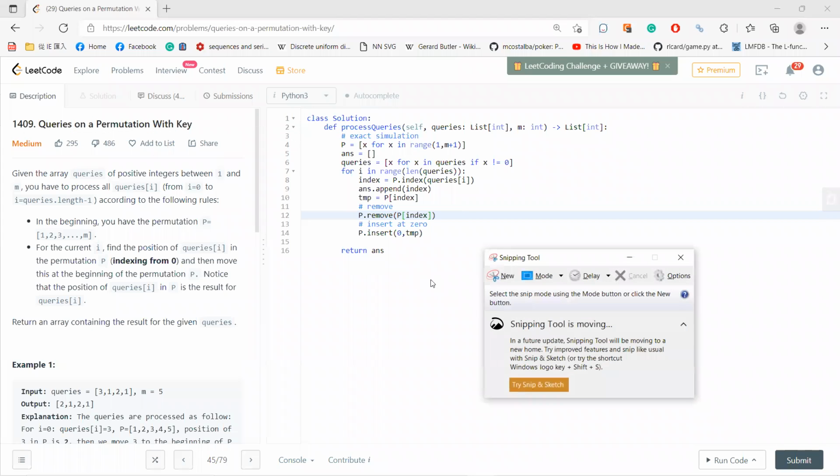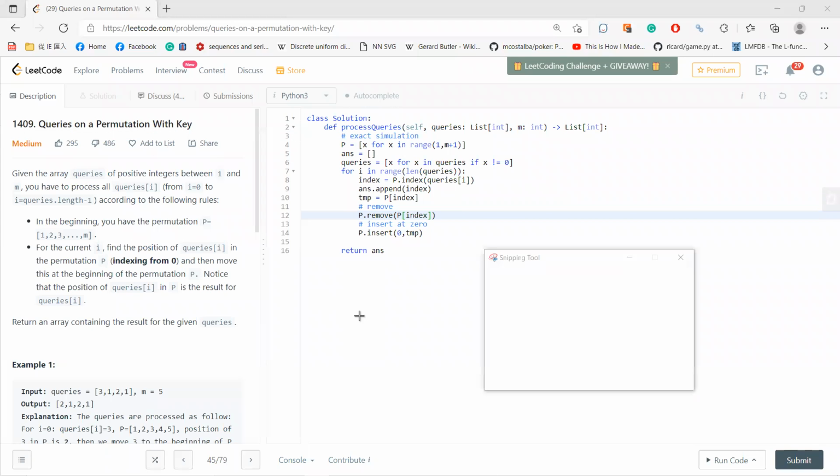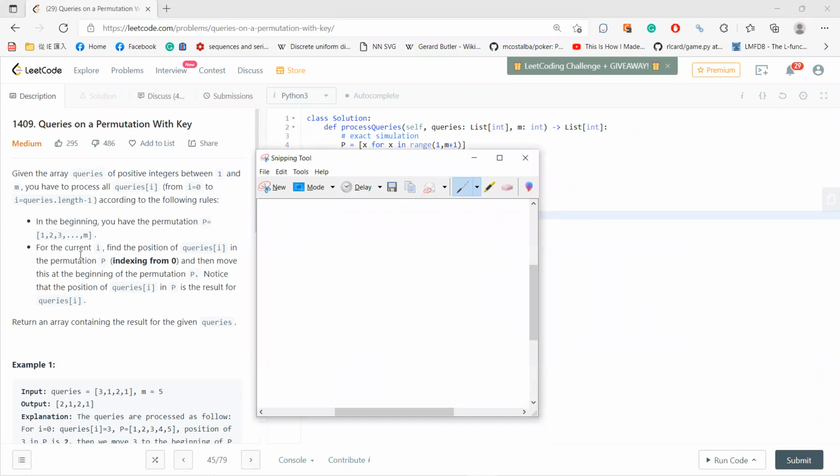Let's solve this 1409 queries on permutation with keys. I think this problem is very straightforward. Given an array queries of positive integers from 1 to m, you have to process all queries[i] according to the following rules. In the beginning, you have the permutation P equal to 1 to m.